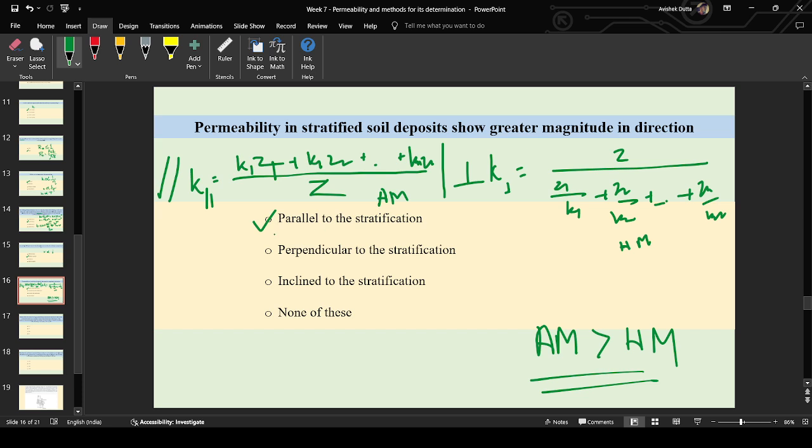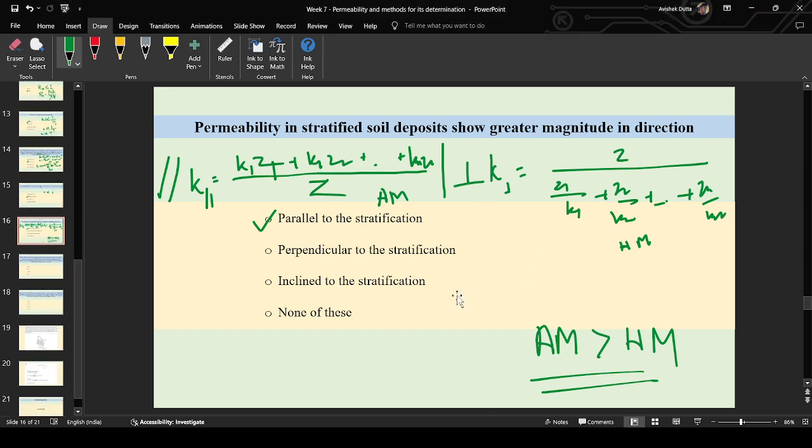That's why parallel to stratification is always greater. Going back to soil mechanics, the obstruction to the flow of water or fluid in stratified deposits is less in parallel and more in perpendicular. For one particular layer the flow moves smoothly, but in the perpendicular case all the flow paths are experiencing different layers. In parallel, each individual flow channel is not experiencing different layers. So the value of k is greater in magnitude when it is parallel to the stratification.